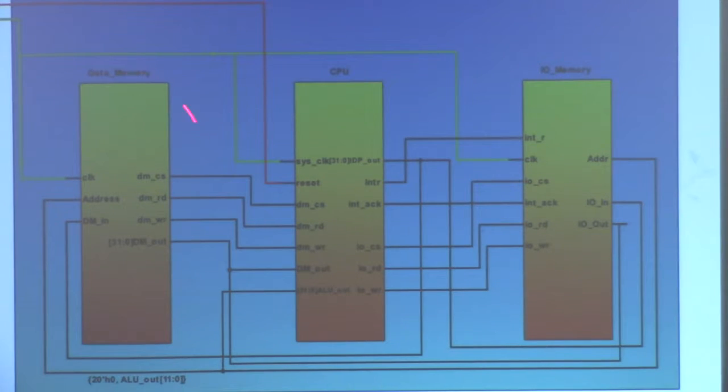Also similar with the data memory, we have DM out if we want to read from it. We must have DM CS and DM RD, DM read on simultaneously. If we want to write to it, gets sent into DM in, we must have DM CS and DM write on simultaneously. The I/O memory is also capable of sending an interrupt request, denoted by int_r. And that gets sent into our CPU, and we have an interrupt acknowledge which gets sent back out to it. We're going to look more into our CPU in just a moment.